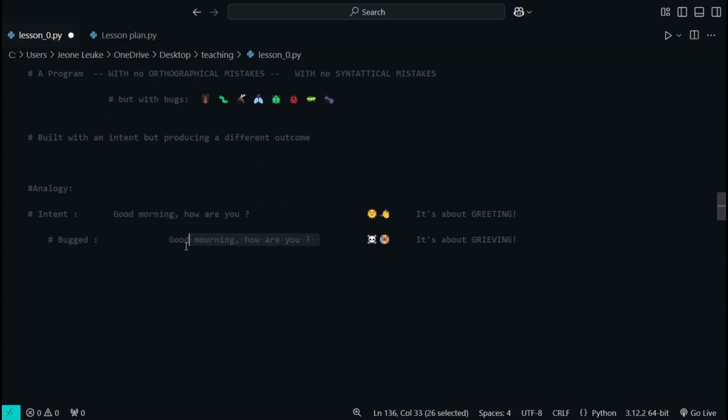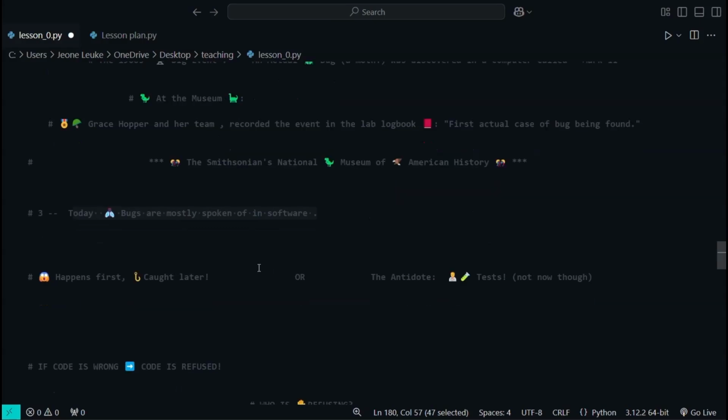This is just being used now to teach you the concept using the power of analogy. For example, if your intent was to greet someone, you might say, "Good morning, how are you?" But you might commit a logical mistake and instead say, "Good mourning, how are you?" Now, this is not about greeting, this is about grieving. So the outcome would be a different one from the one intended. At the same time, morning is perfectly correct orthographically, and the structure is just fine, but this sentence is broken, is bugged.